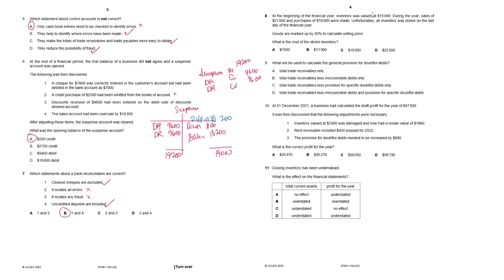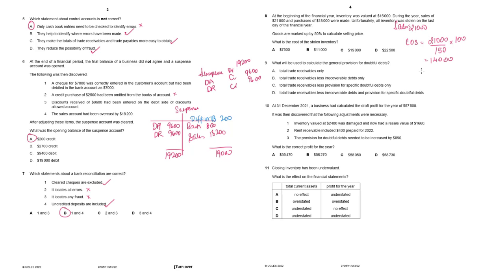At the beginning of the financial year, inventory was valued at 15,000. During the year, sales of 21,000 and purchases of 18,000 were made. All inventory was stolen on the last day. Goods are marked up by 50% to calculate the selling price. What is the cost of inventory stolen? If sales is 21,000 and markup is 50%, how would I calculate my cost of sales? 21,000 divided by 150 into 100, so 14,000.